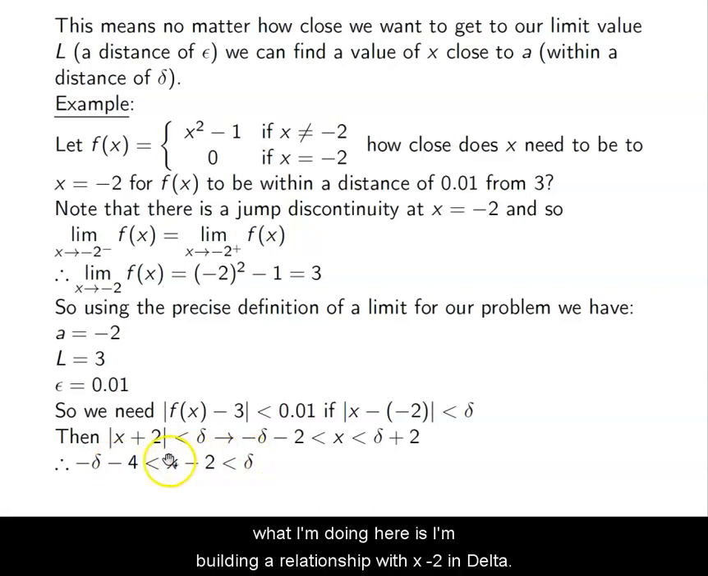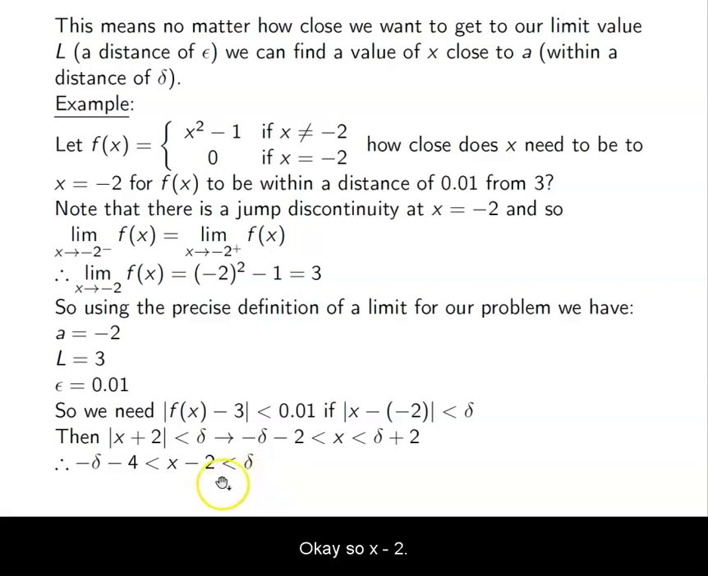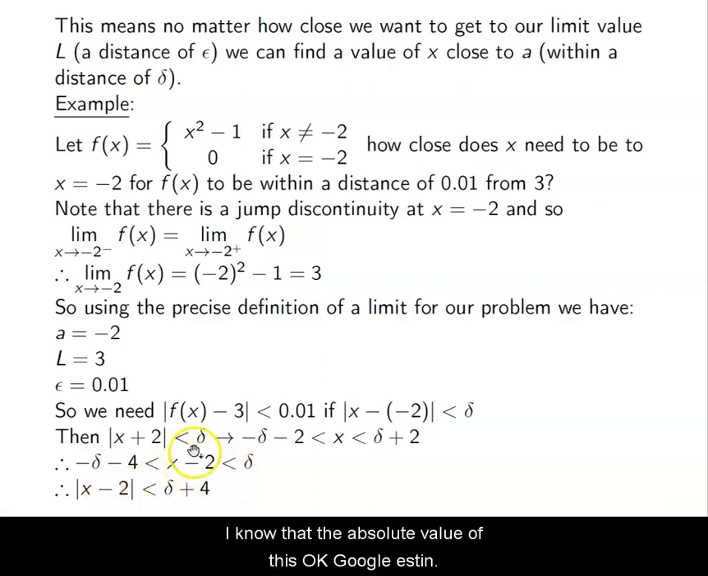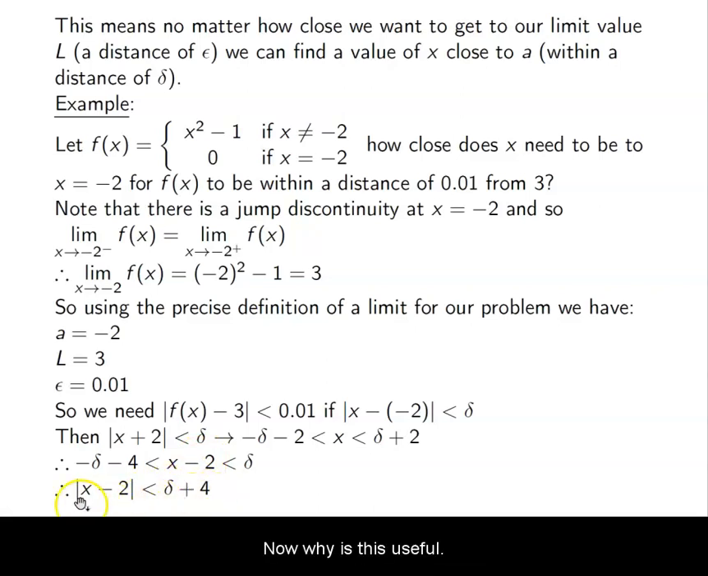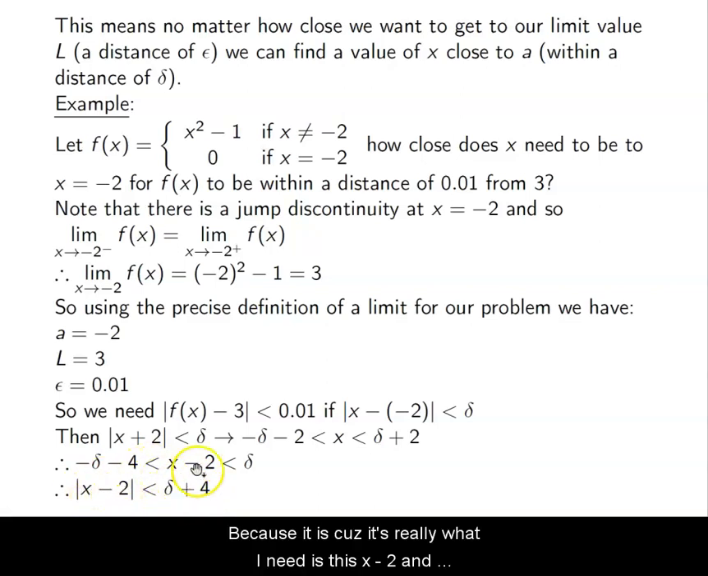So really what I'm doing here is building a relationship with x minus 2 and delta. So x minus 2 is less than delta, and x minus 2 is more than negative delta minus 4. So I know that the absolute value of this is going to be less than delta plus 4. Now, why is this useful? Because what I really need is this x minus 2 and its relationship to delta. So x minus 2 is not less than delta, but it is less than delta plus 4.